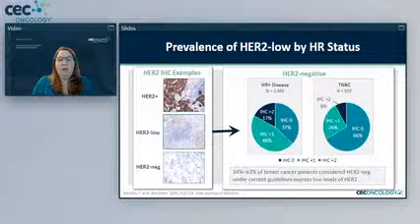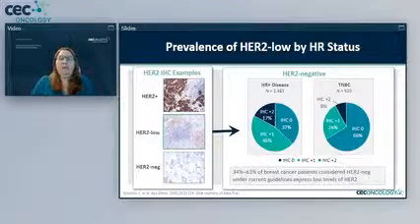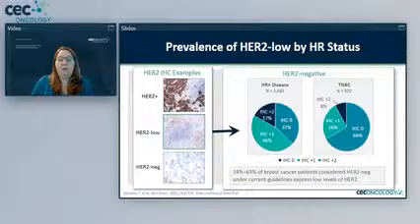So even though they're being counted as triple negative, there's still a possibility we can treat them with something with a HER2, and it would be acceptable. The cells would accept that and start to kill the treatment.